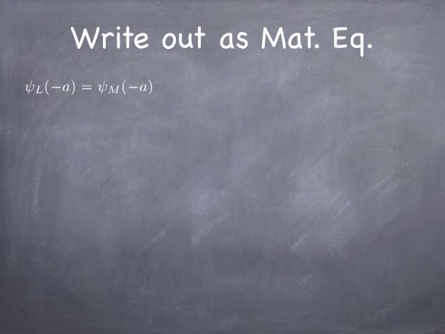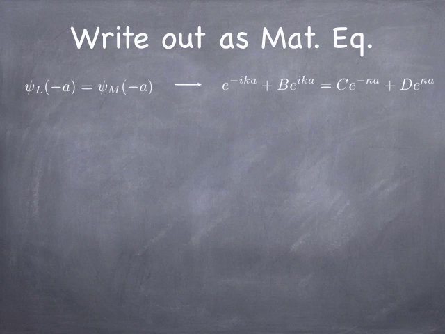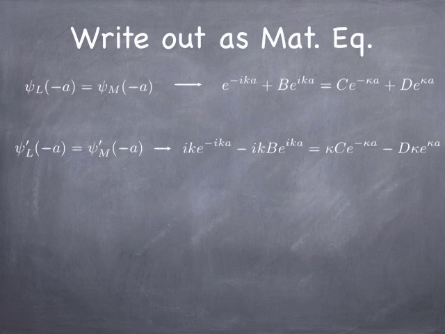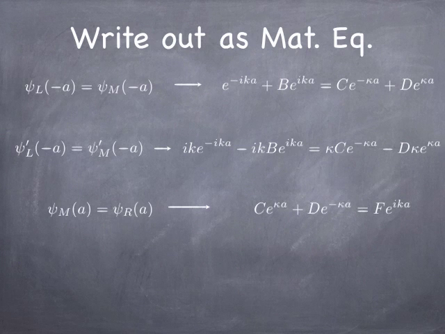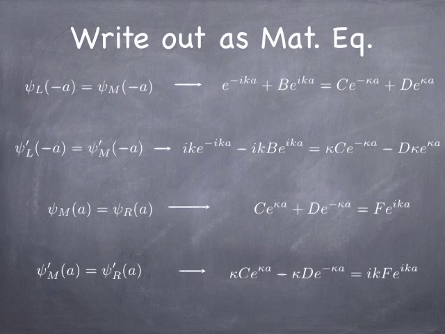The wave function has to be continuous at the left side of the well. That implies that this must be true. We just plug in negative a for x in the wave function on the left and the wave function in the middle. Then we do the same thing with the derivative on the left, and we get this condition. Then we apply continuity to the wave function on the right. We get this condition. Notice also, I forgot to say it, but there's no incoming wave on the right. There's only an outgoing wave on the right, and that's consistent with particles being thrown at the well from the left with an amplitude of 1. And finally, we apply the derivative boundary condition on the right, and that gives us that condition.